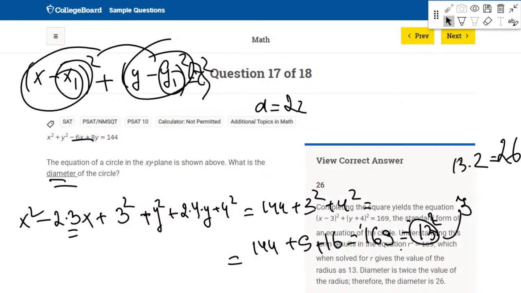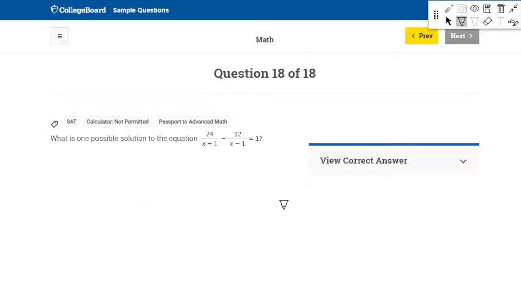So let's check and continue. So we have, what is one possible solution of this equation? Okay, let's solve it. This is our last question for today. If you have any questions, please feel free to add them.